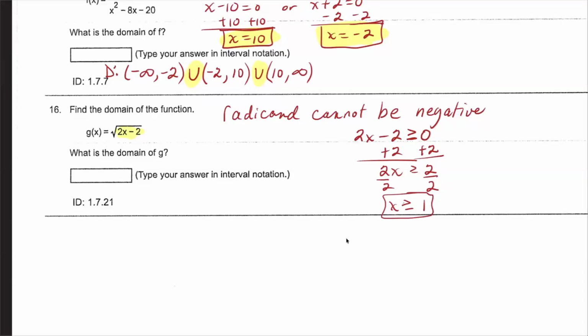So that's the beginning of your answer. All values of x that are greater than or equal to 1 can go into this function and give you out a 0 or a positive number. You can take the square root of 0 and you can take the square root of something positive, but you cannot take the square root of something negative and get out a real number.